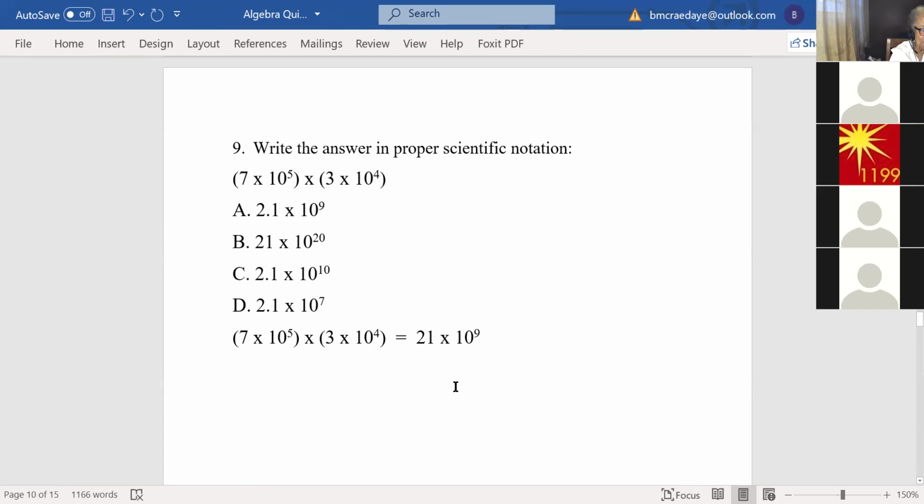Okay, now 21 times 10 to the 9. Now you don't see that answer, right? It has to be a decimal. Yes, because if you increase the exponent, you're going to decrease the amount. 2.1 times 10 to the... What is it, Latoya? What's the answer? 2.1 times 10.